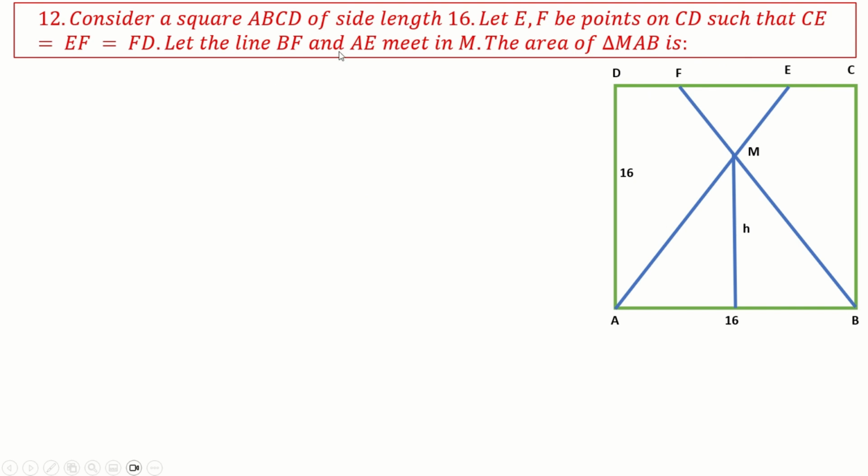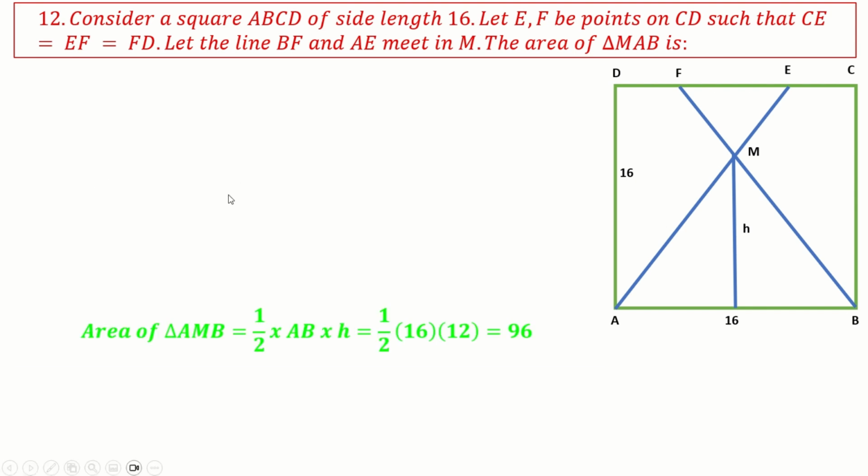Let the lines BF and AE meet at M. We need the area of triangle MAB. Once you draw the picture, it looks very easy, because you can see many similar triangles. You can easily solve it whichever way. Once you know the similar triangles, the areas of similar triangles are equal to the squares of the ratios of corresponding sides. So you can apply many other equations once you know that.